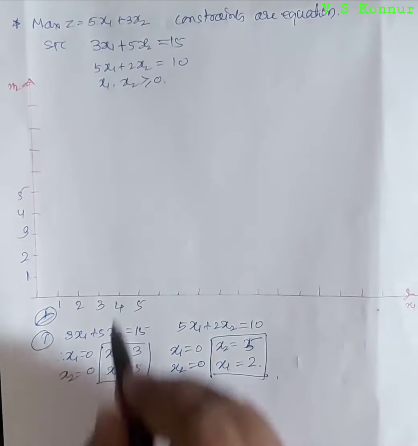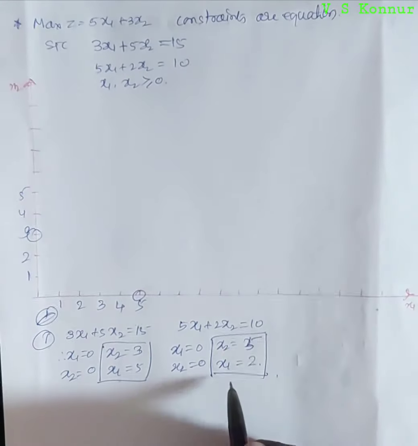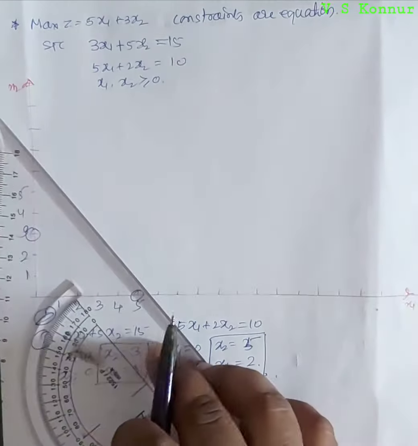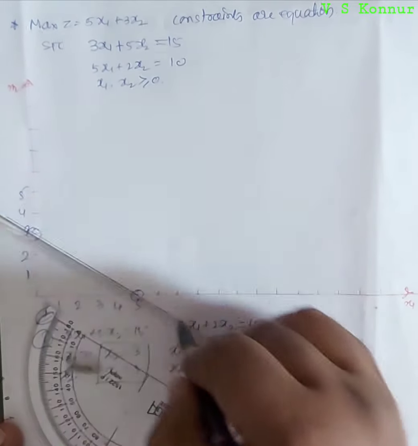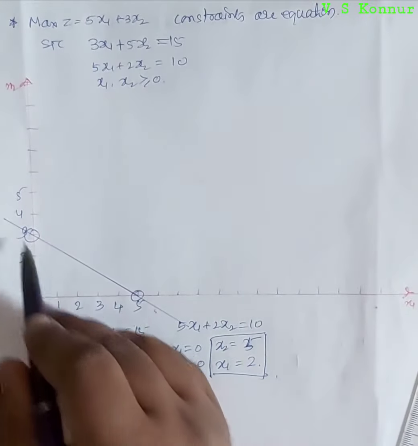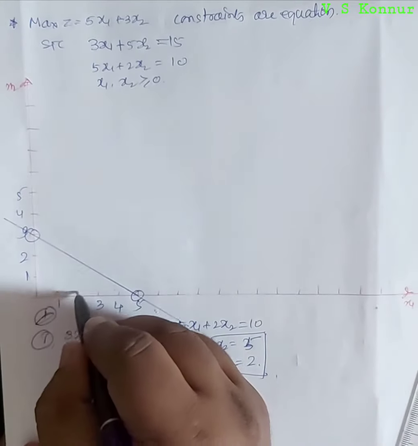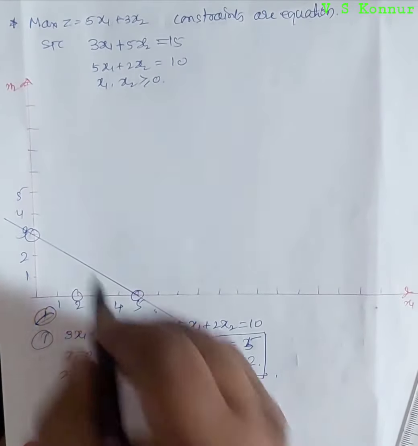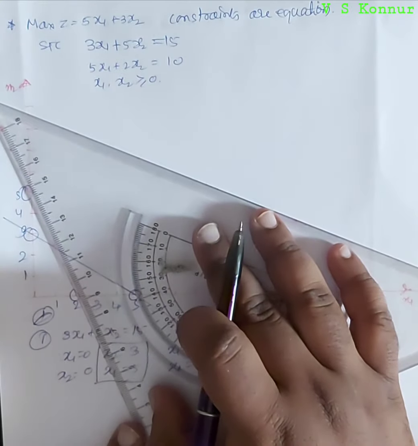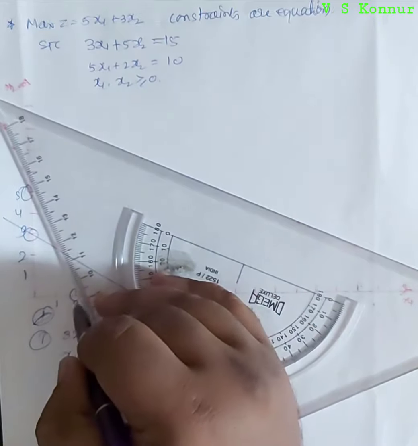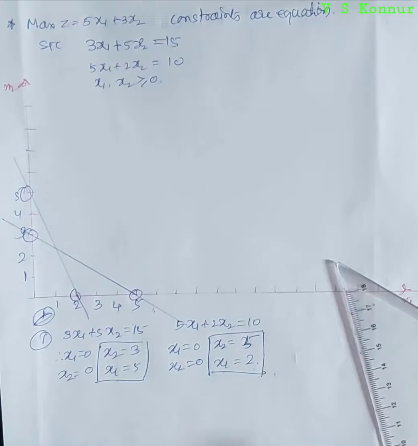Now x1 is equal to 5, x2 is equal to 3. We'll draw a line here. You cannot draw any arrow mark here because it is an equation. It is given as equation. Next, x1 is equal to 2, x2 as 5. Draw one more line. Right, but you cannot draw any arrow marks.